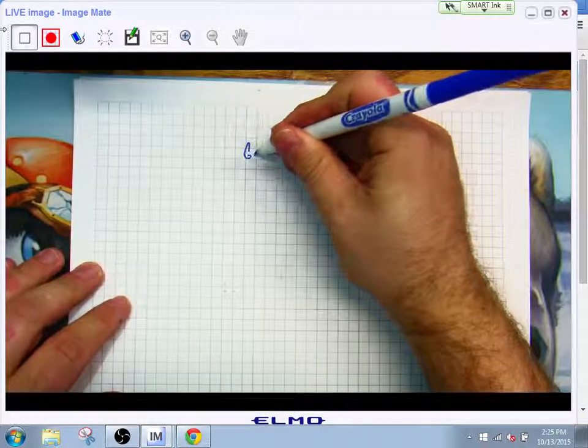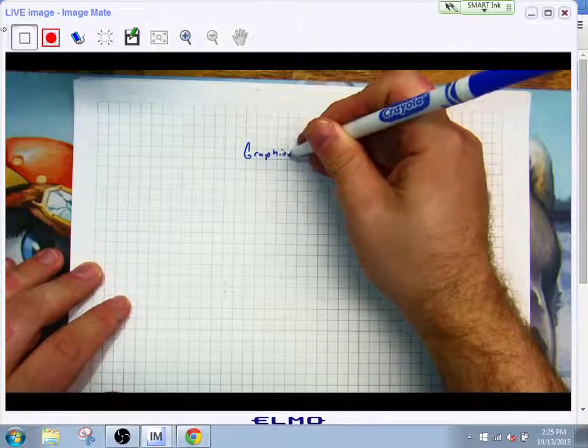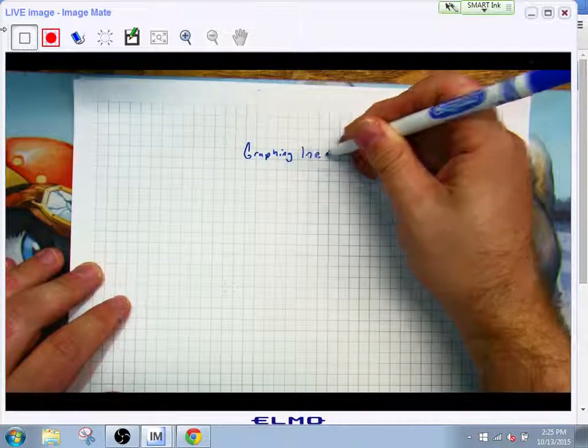Right, this one's neither a love story nor a murder or anything like this. But it is a skill that I want you guys to have. It's called graphing inequalities.